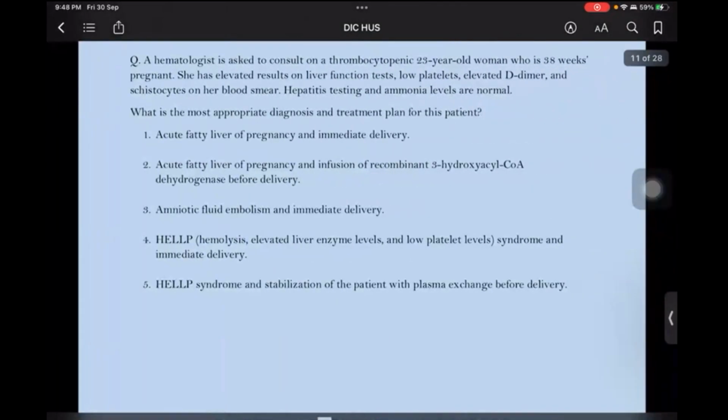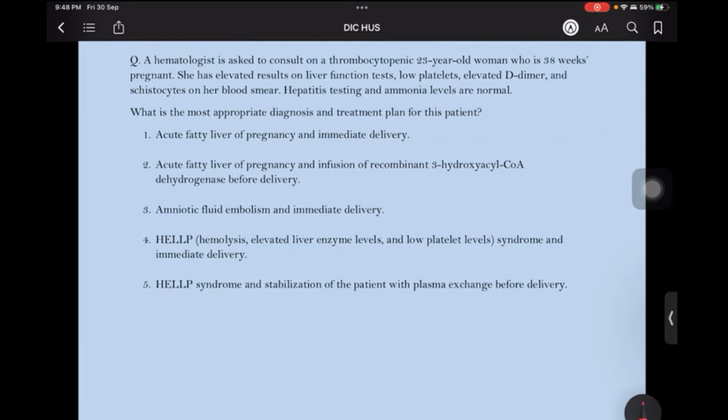All right. Next question. A hematologist is asked to consult on a thrombocytopenic 23-year-old woman who's 38 weeks pregnant. She has elevated results on liver function tests, low platelets, elevated D-dimer, and presence of schistocytes on her blood smear. Hepatitis testing and ammonia levels are normal. So what we have here is a thrombocytopenic patient, low platelets, distorted liver functions, increased D-dimer, which is suggestive of fibrinolysis, and presence of schistocytes. That means microangiopathy. What is the most appropriate diagnosis and treatment of this patient?